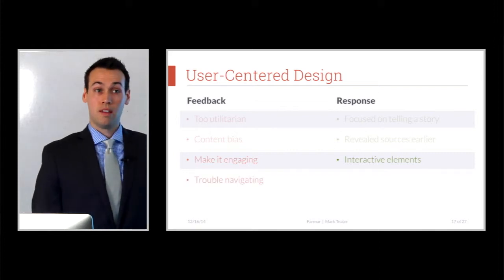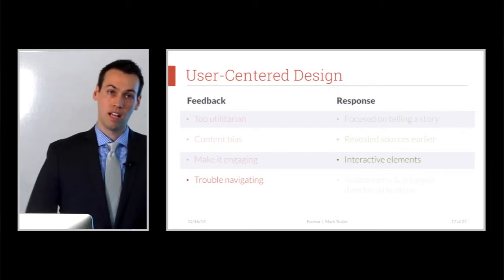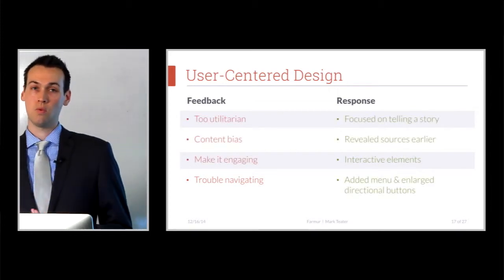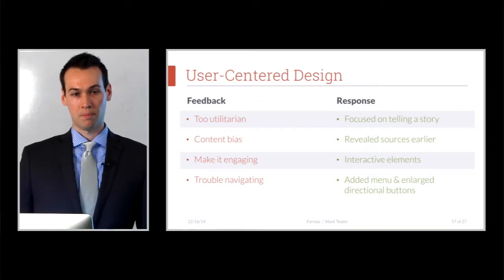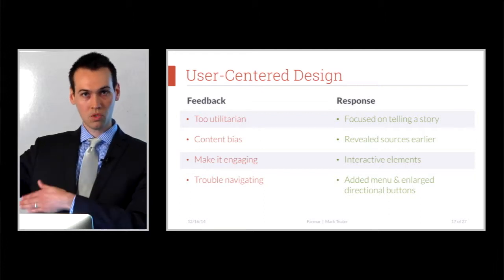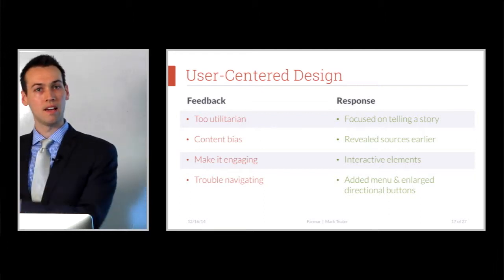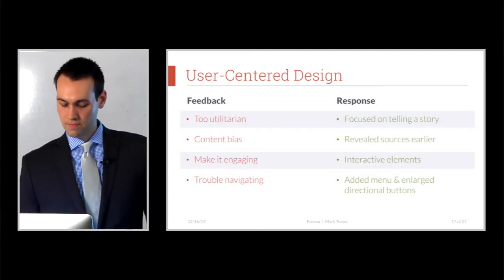I was also told that people were having trouble navigating early on. So what I tried to do was add a global menu that you can use to jump anywhere in any section at any time just by clicking that button. And I also enlarged the directional buttons, as you could see along the bottom or the right side, depending on where I intended the person to go. They're a giant orange button with an arrow on it.